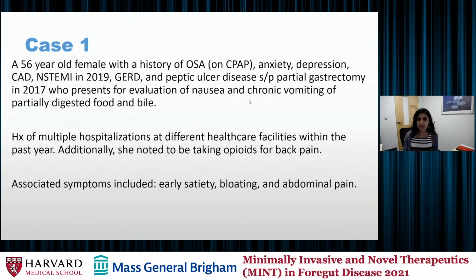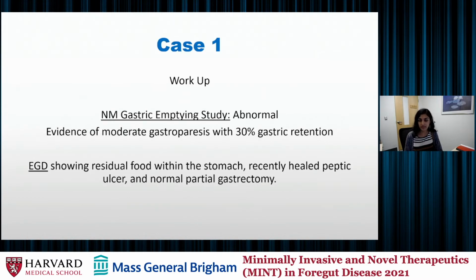She came to clinic to be evaluated for nausea and chronic vomiting of partially digested food and bile. It was also noted that she had a history of multiple hospitalizations at different healthcare facilities within the past year, and she was also taking opioids for back pain for a long period of time. Along with the nausea and vomiting, she also had early satiety, bloating, abdominal pain, basically very common symptoms of gastroparesis. So what workup did she have?